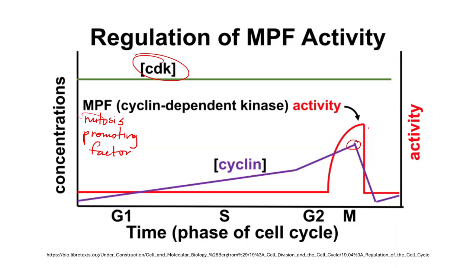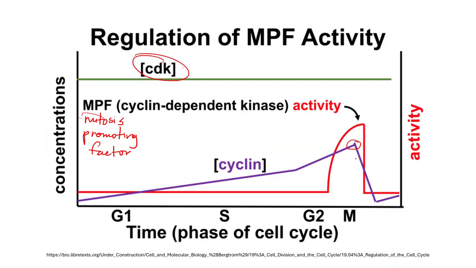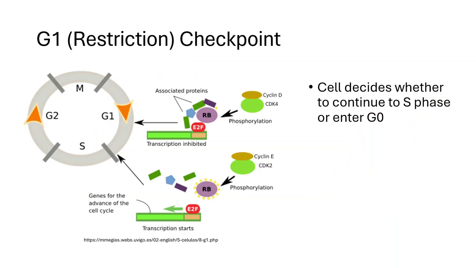So once it reaches some peak, that's going to force this over into mitosis. And then after that, the cyclin concentration gets decreased dramatically. And when the cyclin concentration goes down so dramatically, that MPF, that CDK cyclin complex, is no longer able to be active. So let's talk about checkpoints, because that's what these CDKs are usually going to be mediating.